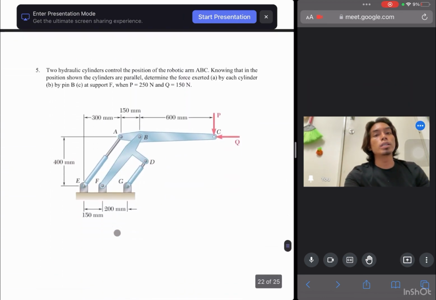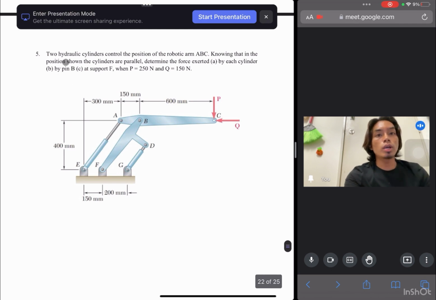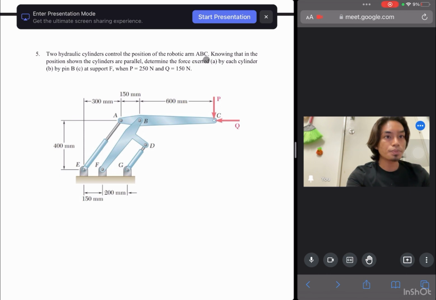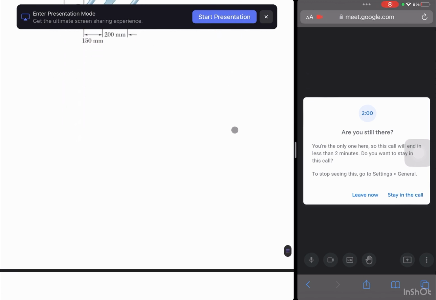Okay, for question number 5, two hydraulic cylinders control the position of the robotic arm ABC. Knowing that in the position shown the cylinders are parallel, determine the force exerted by each cylinder and the reaction at support F when P is 250 Newton and Q is 150 Newton. This P 250 Newton and Q 150 Newton.